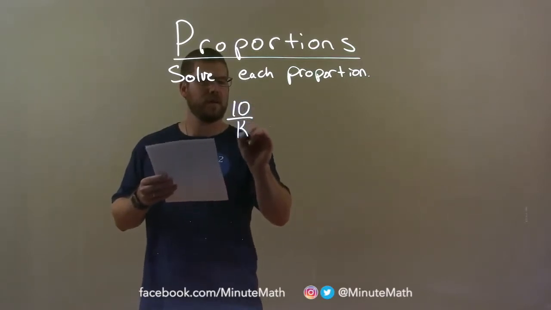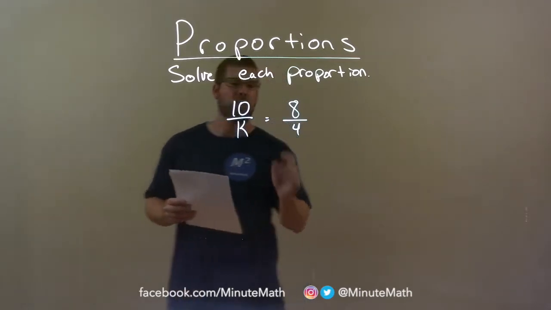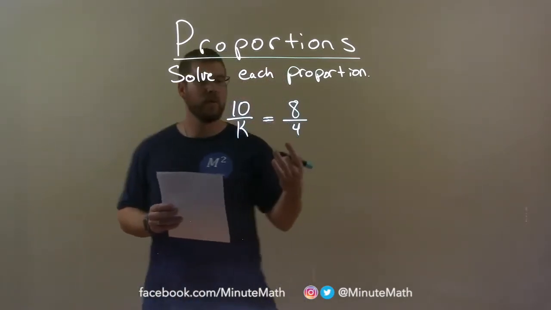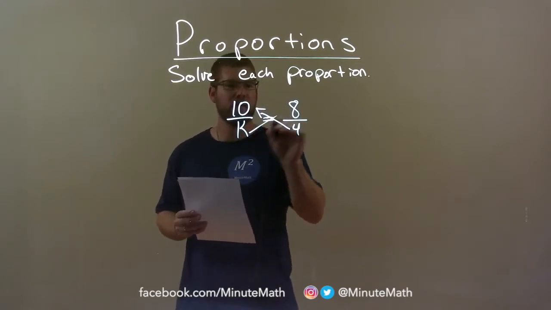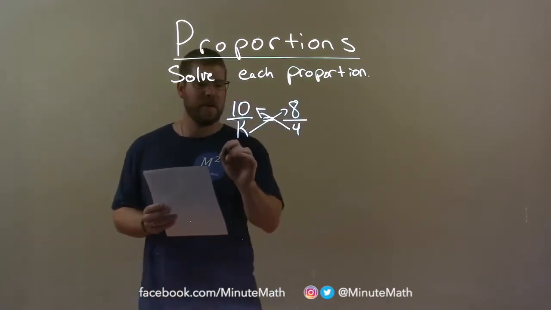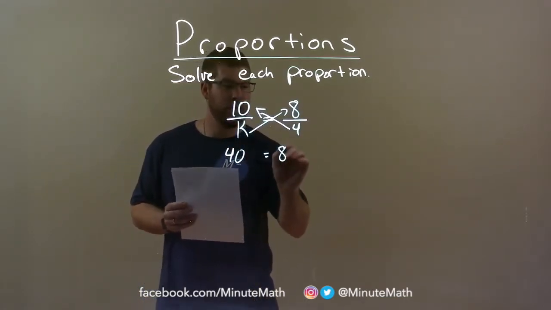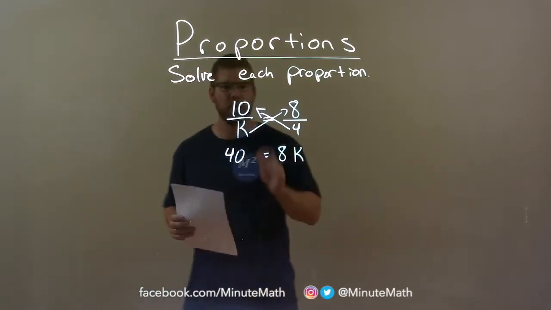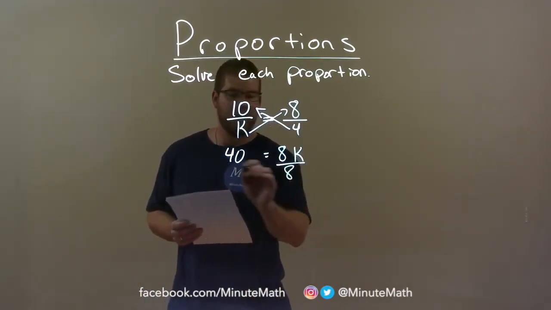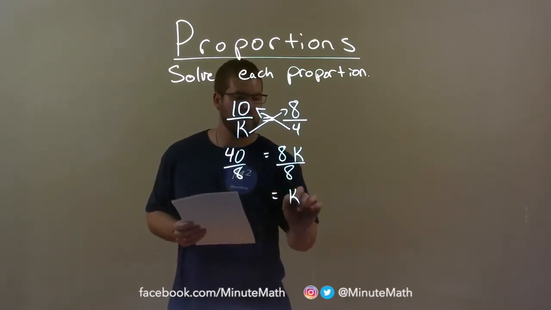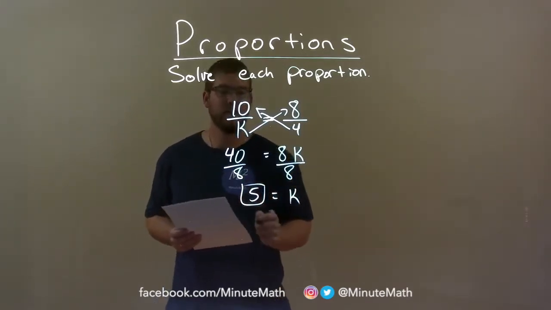10 over k equals 8 over 4, okay? Well, when we have a proportion instead of an equal sign, what we can do is cross multiply. Take this 4, multiply it by the 10, and this k to the 8. So we have 10 times 4, which is 40, and k times 8, or 8k, okay? And now we have to simplify and solve for k. Well, divide by 8 to both sides, get k by itself. 40 divided by 8 is a 5, and so my answer here is just 5.